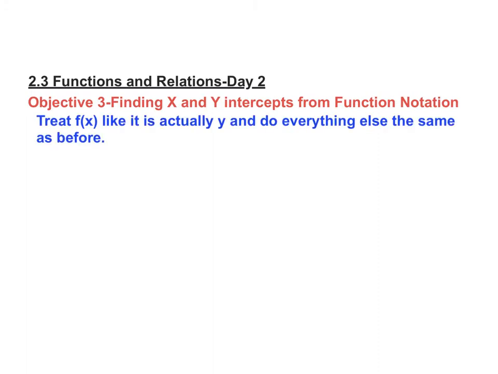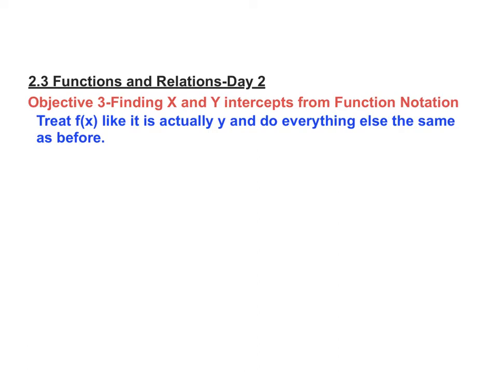So all you're going to do is treat f of x or g of x or h of x or whatever the name of the function is of x, treat that just like y. You do everything else the same as what we did previously. So when we're looking for the x-intercept, how do you do that? Sub in 0 for y. 0 for y, but in this case, instead of subbing it in for y, we're going to sub it in for f of x or g of x or h of x.